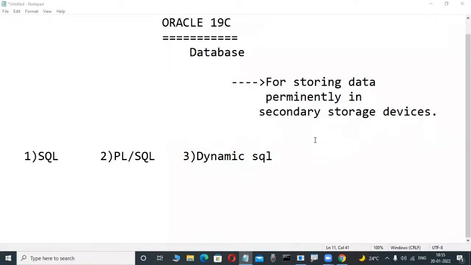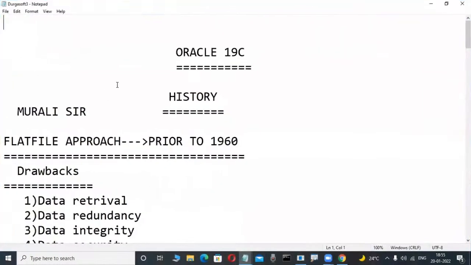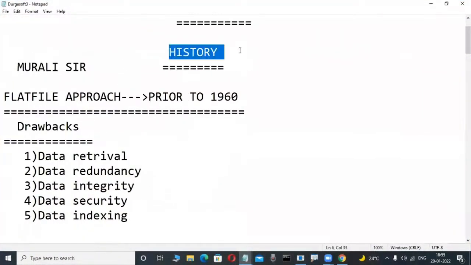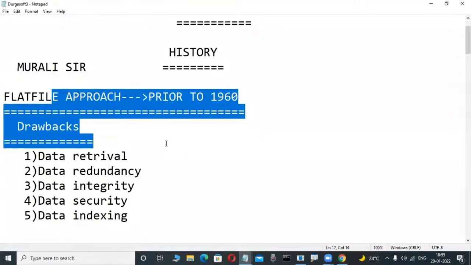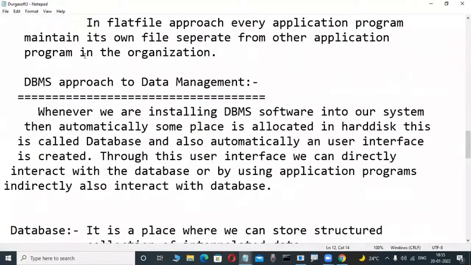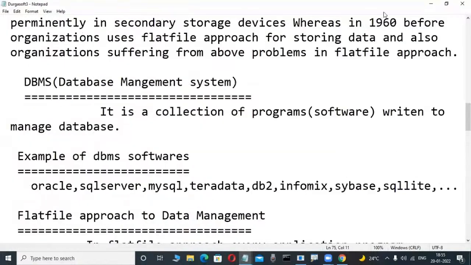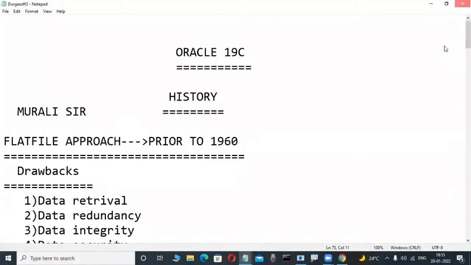In this course, we are covering SQL, PL/SQL, and dynamic SQL along with this. One of these days, history also we are telling. In the olden days, the flat file approach was there. What were the drawbacks of it, we learn in the middle of the course. Then what is a database? What are DBMS and RDBMS, and what are the differences? These are all the things we are learning one of these days.